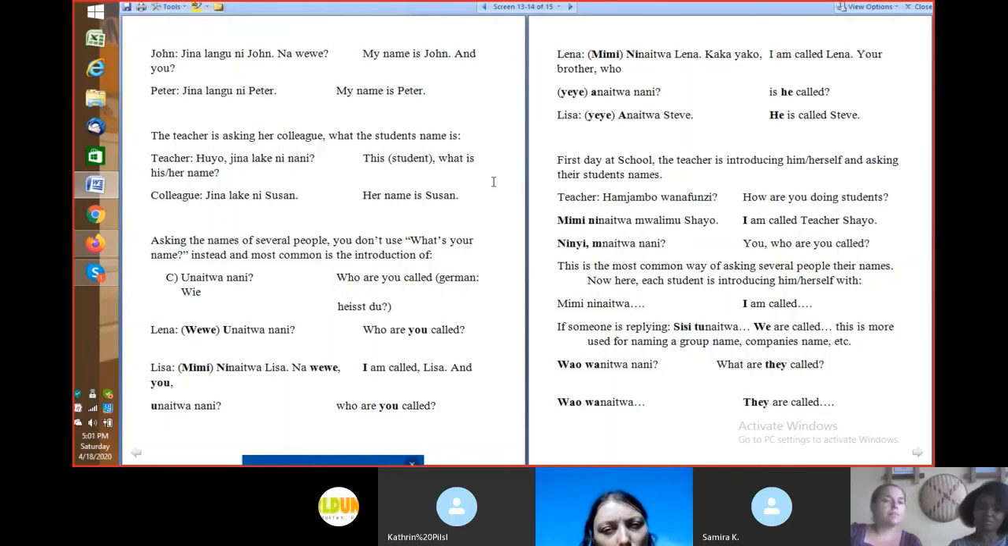It depends a little bit on which region you stay in. There are some regions where you mostly hear jina lako ni nani, and in other regions you only hear unaitwa nani. For example, here in Kilimanjaro region, most people use unaitwa nani, which in English is, who are you called? In German, the proper translation is, wie heißt du?